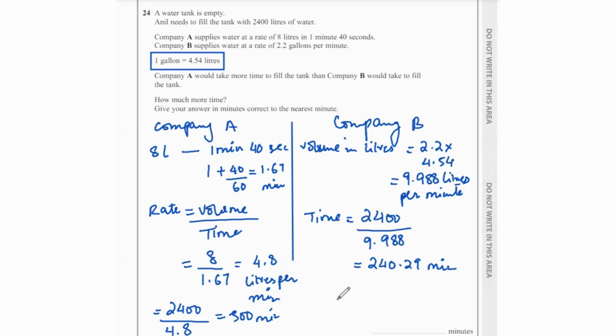So we need to find how much more time company A takes. So that's going to be 500 minus 240.29, and that's going to give us 259.71, which can be rounded to 260 minutes. So that is your answer in minutes, correct to the nearest minute.